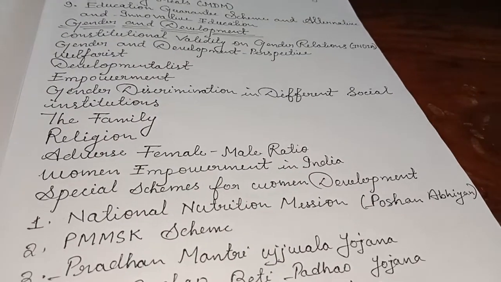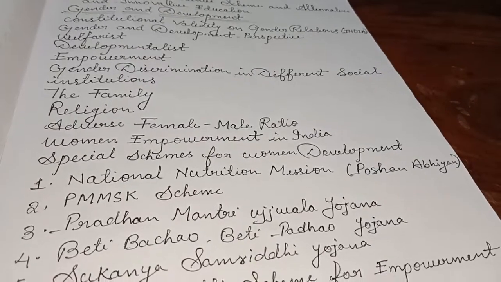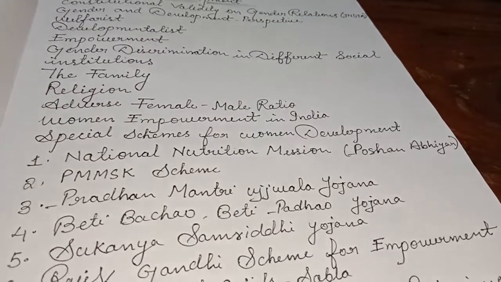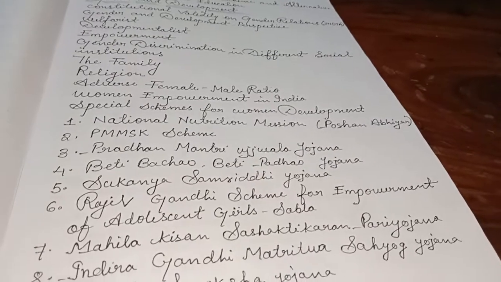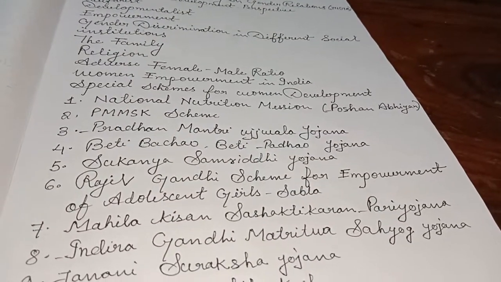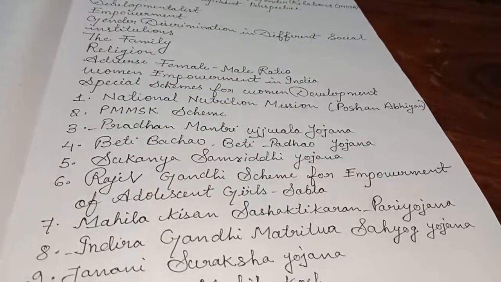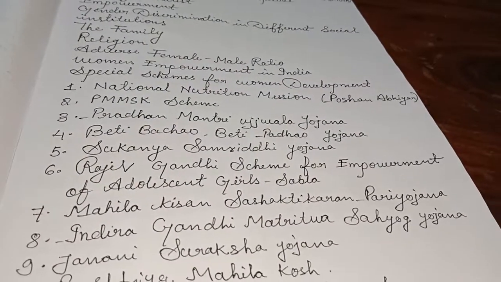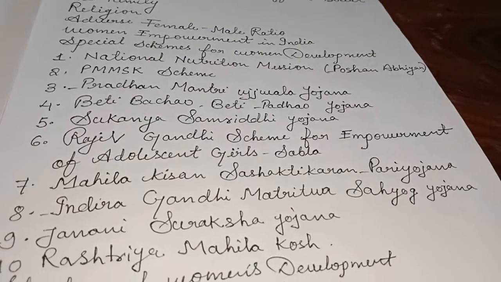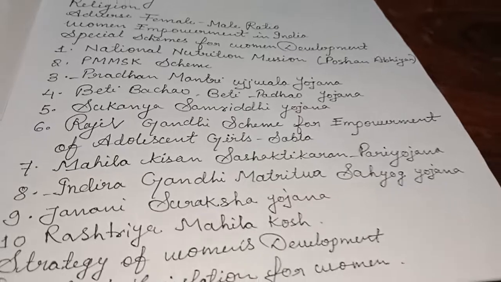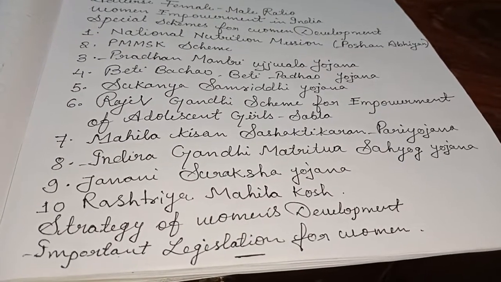Special schemes for women development: National Nutrition Mission Poshan Abhiyan, PMMVY scheme, Pradhan Mantri Ujjwala Yojana, Beti Bachao Beti Padhao Yojana, Sukanya Samriddhi Yojana, Rajiv Gandhi Scheme for Empowerment of Adolescent Girls SABLA, Mahila Kisan Sashaktikaran Pariyojana, Indira Gandhi Matritva Sahyog Yojana, Janani Suraksha Yojana, Rashtriya Mahila Kosh, strategy of women's development, important legislation for women.